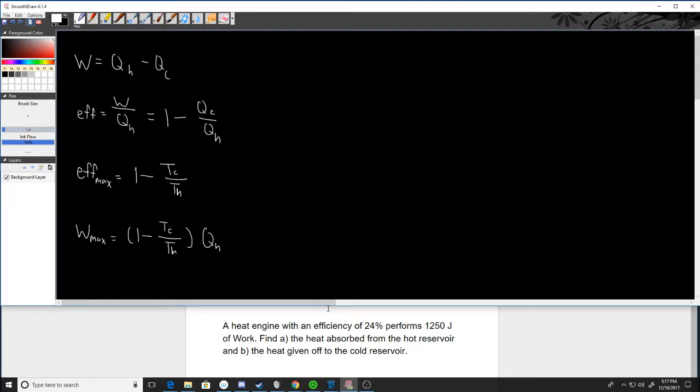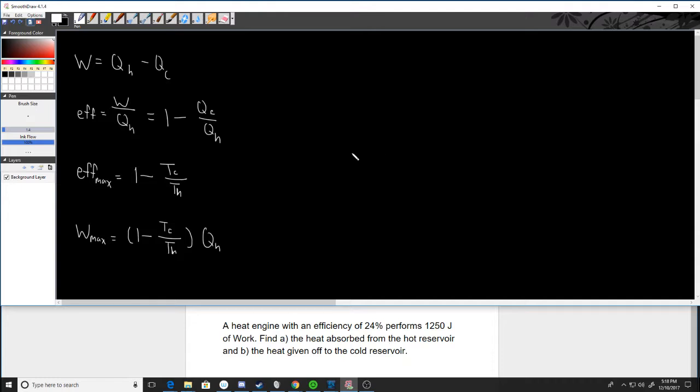So in this case, they give me the efficiency and they give me how much work is done. We're not talking about maximum efficiency, so I pretty much know I'm not using these bottom two equations, and they don't give me temperature. So I'm going to use one, if not both of these two. All right, so it's giving me work. It gives me efficiency. They first want to know the heat absorbed from the hot reservoir.